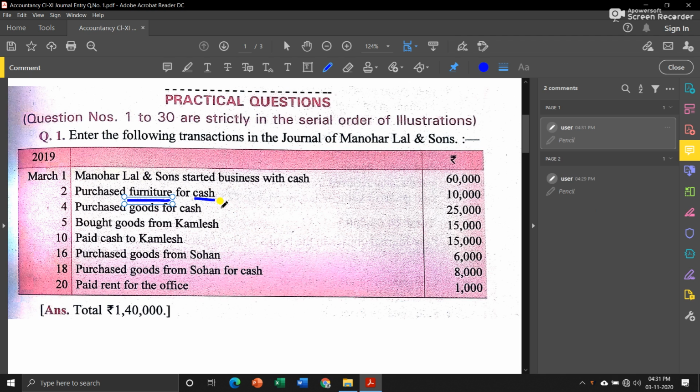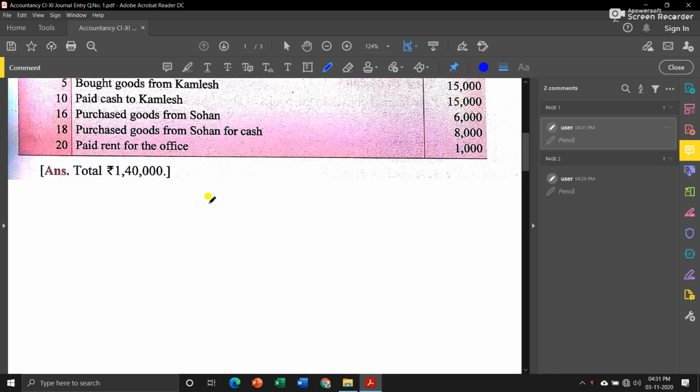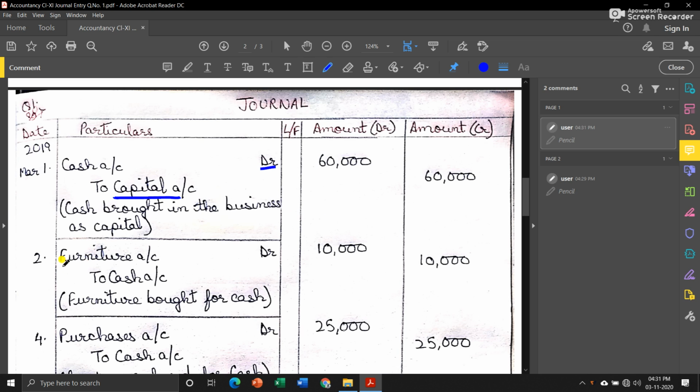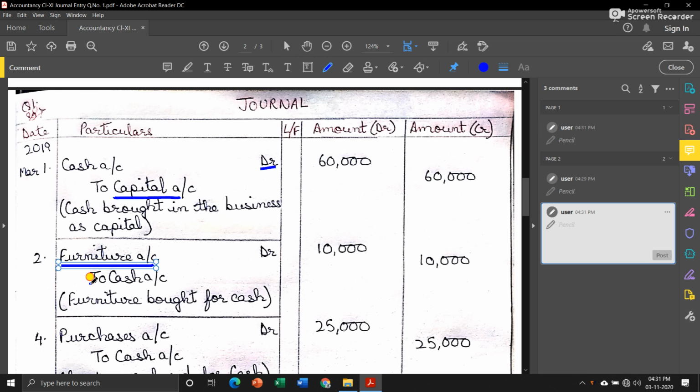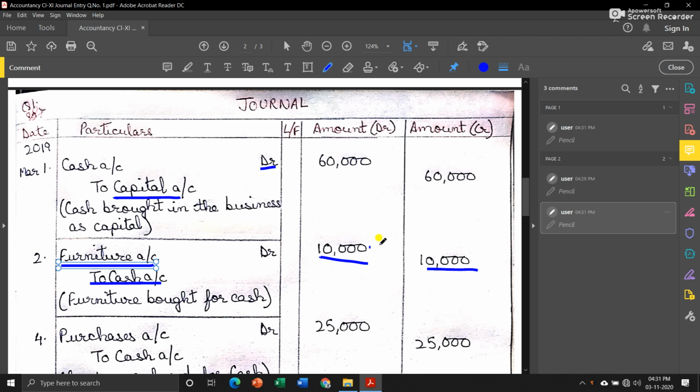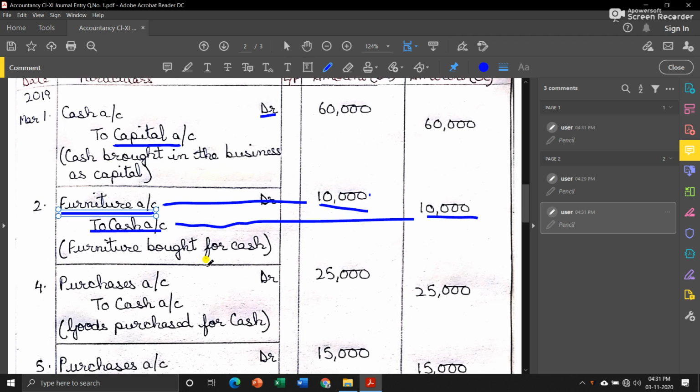So according to the rule of real account, debit what comes in. While purchasing, this furniture is coming inside our business, so we will debit furniture account, and we are paying cash, that means cash is going out from our business, and we will credit cash account. So here is the entry, furniture account debit to cash account, amount is 10,000 on both the columns. Remember that these two amounts should not be in the same line, it should be adjacent to the entry. Okay, and in narration I have written furniture bought for cash.